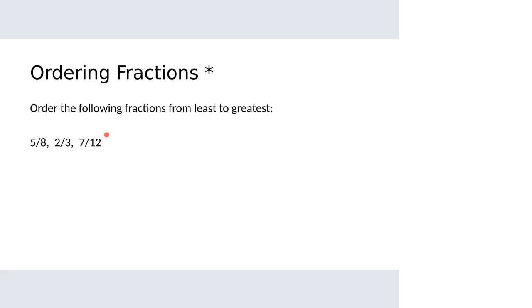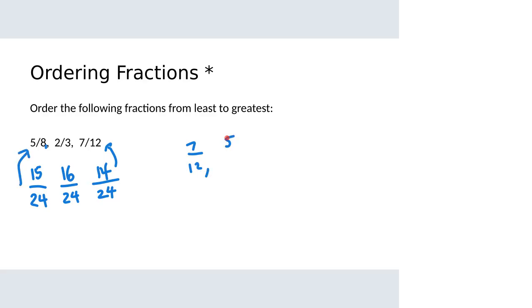If we use 24 here, we need to rewrite 5/8 with 24 as a denominator, 2/3 with 24 as a denominator, and 7/12 with 24 as a denominator. If we multiply the denominator by 3, we multiply the numerator by 3, denominator by 8, numerator by 8, and denominator by 2, numerator by 2. Wow, those are all really close together. 14/24, 15/24, and 16/24. But the smallest is 14/24, so that's 7/12. The next smallest is 15/24, so that's 5/8. And so 2/3 must be the biggest.